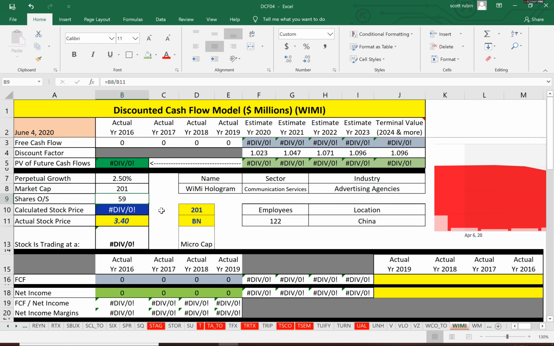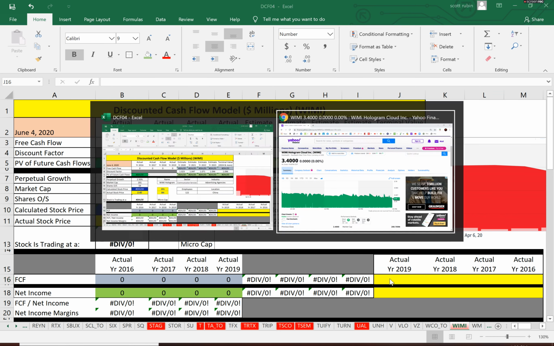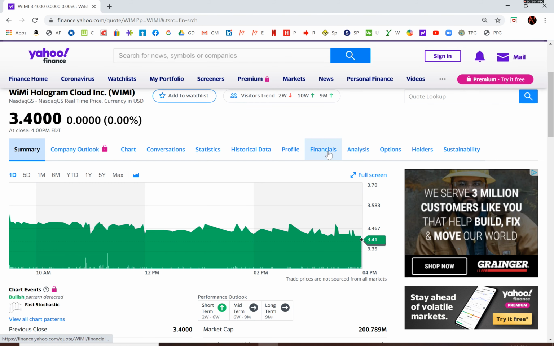And the way we calculate the stock price is we estimate the future free cash flows of a company, then discount that number back to today. And that will give you the value of the entire company. Then you take that number and divide it by the shares outstanding, the 59 million. Then you get an intrinsic stock price, and you compare it to the actual stock price and see if it's higher or lower.